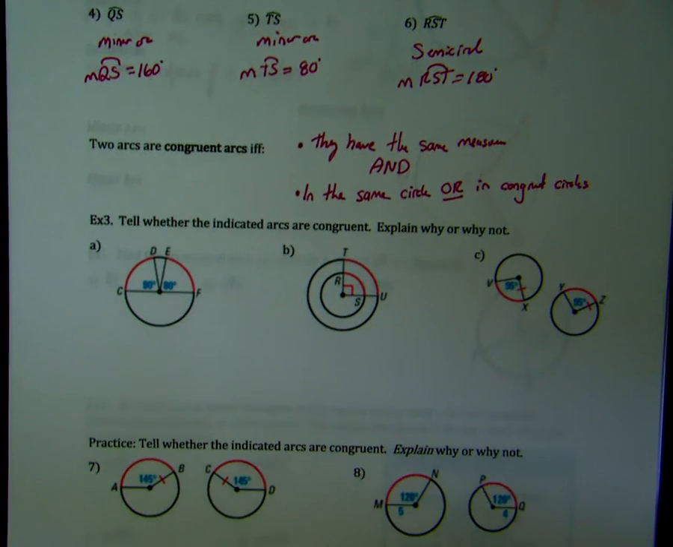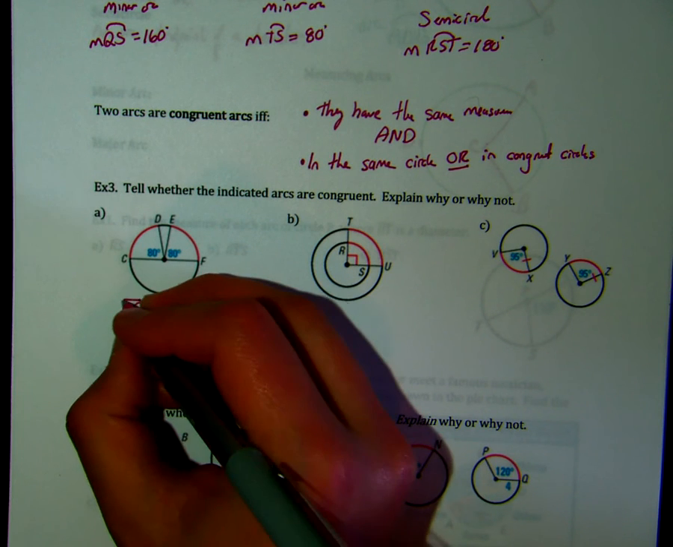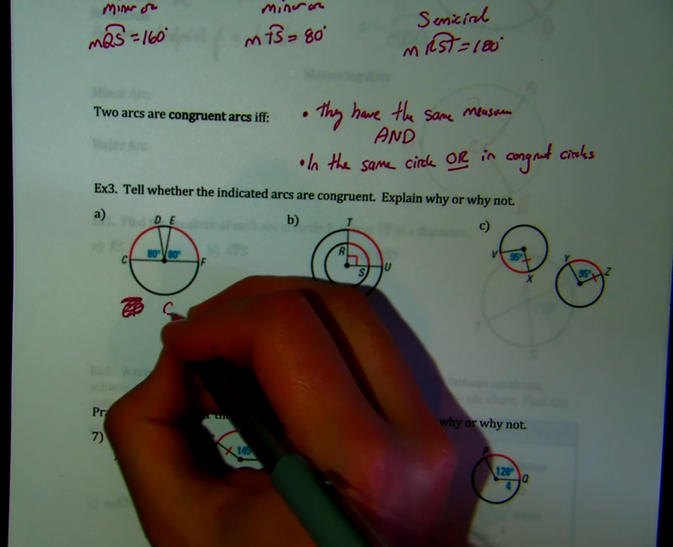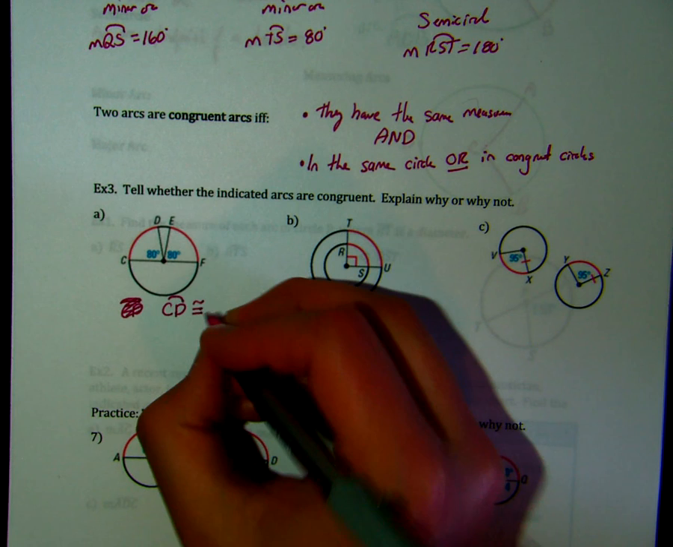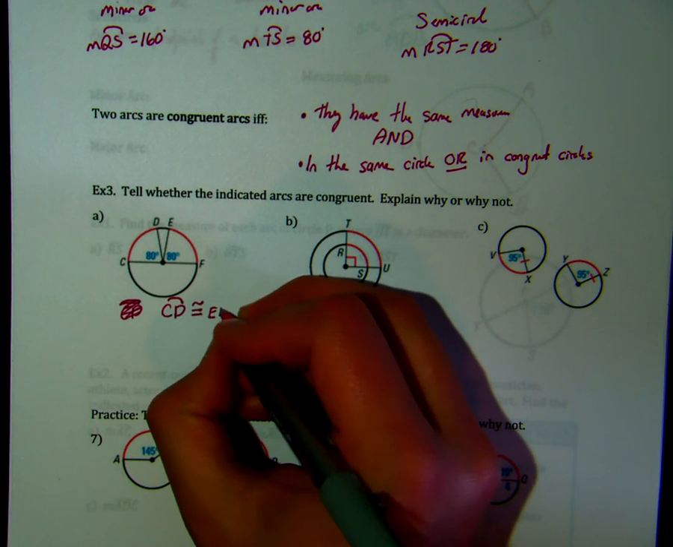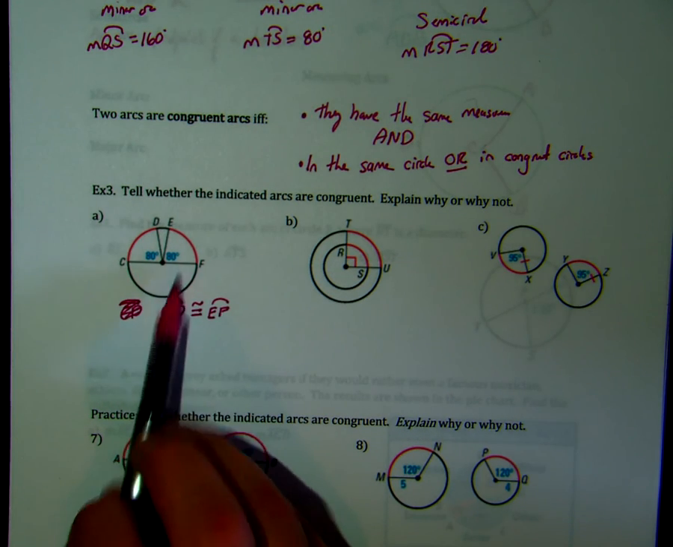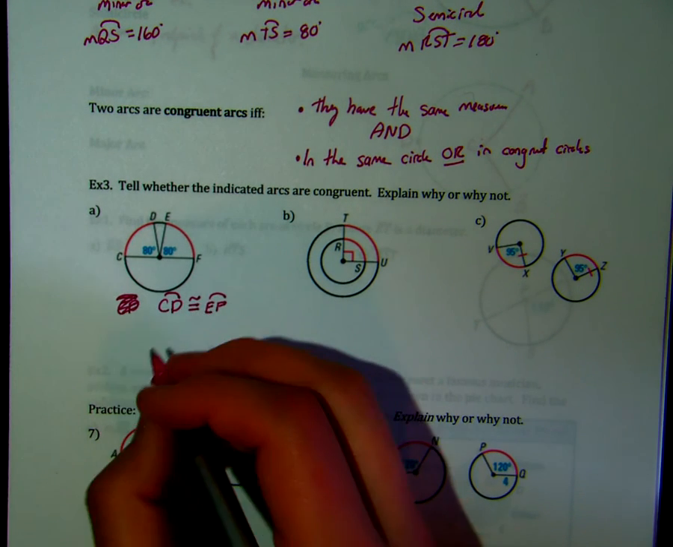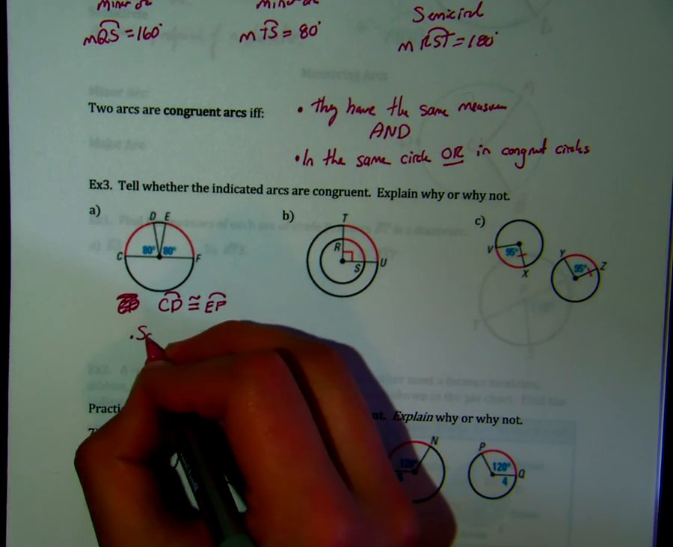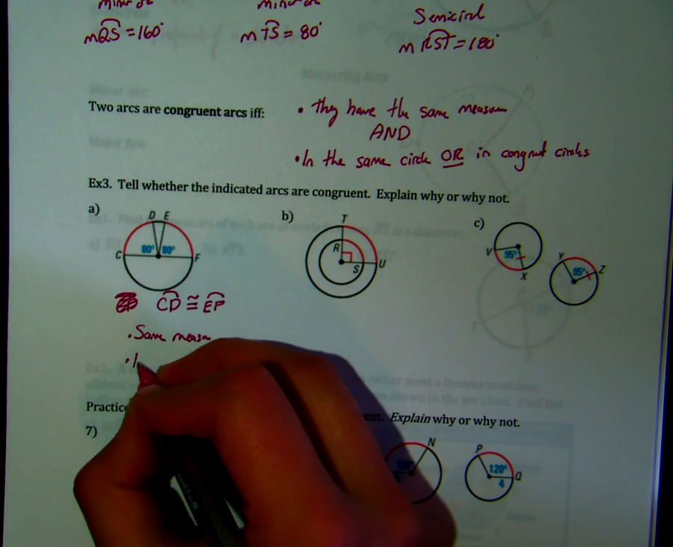All right? So with these red arcs here, we have arc CD. Oh no. Made that way too straight. So arc CD is congruent to arc EF. Okay? They are congruent because they both have a measure of 60 degrees. Okay, they have a central angle of 60 degrees. So they have the same measure, and they're in the same circle.